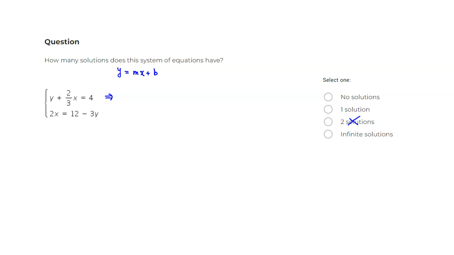All we have to do with the first one is shove this over to the other side. So we can just subtract 2/3 x from both sides. You end up with y is equal to negative 2/3 x, and the 4 is still there on the right-hand side. You can see that this is a straight line with the slope negative 2/3 and the y-intercept is 4. The second one is a little bit tricky.